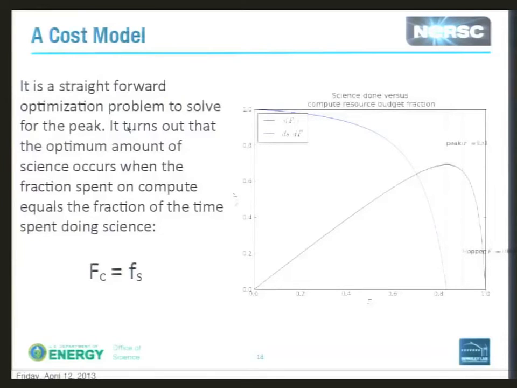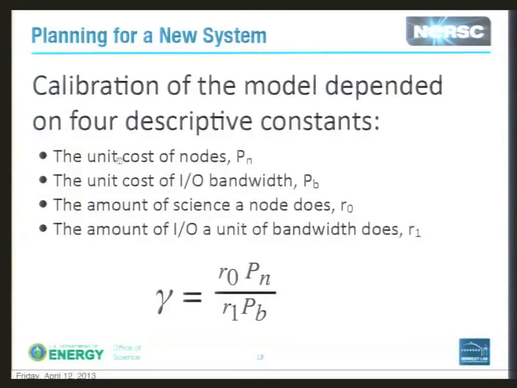So the fraction that you're spending needs to match the fraction that you're actually computing, which I don't know that there's any necessary reason why that should be. It falls out of the equation. I just think it's cool.